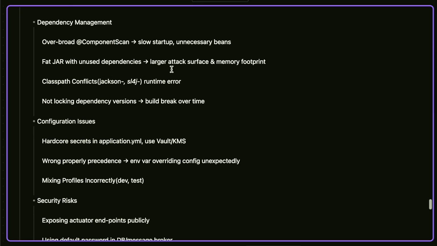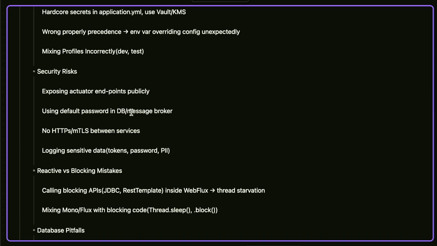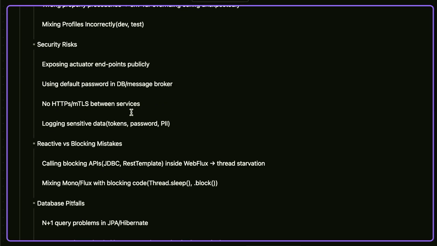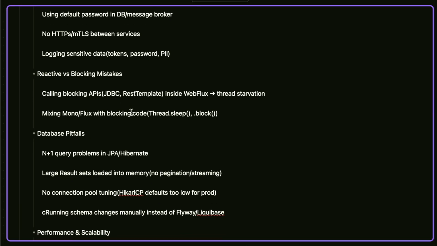Then we have configuration issues, like hardcoded secrets in the application instead of using Vault. Then we have wrong property precedence, where we override the environment variable. Then we have mixing of profiles in dev and UAT. Then we have security risks, like exposing actuator endpoints publicly, using default passwords in the DB or message broker, not using HTTPS or mTLS between services, or logging sensitive data like tokens, passwords, or API keys. Then we have reactive or blocking mistakes, like calling blocking APIs inside WebFlux that might lead to thread starvation, or mixing Mono/Flux with blocking code like using Thread.sleep or the .block method.